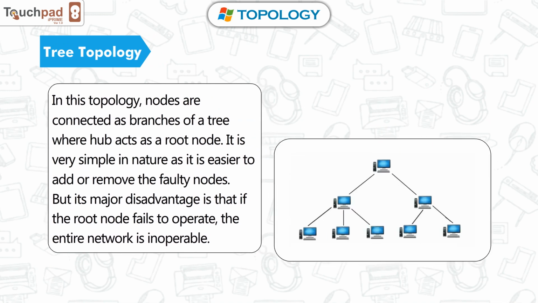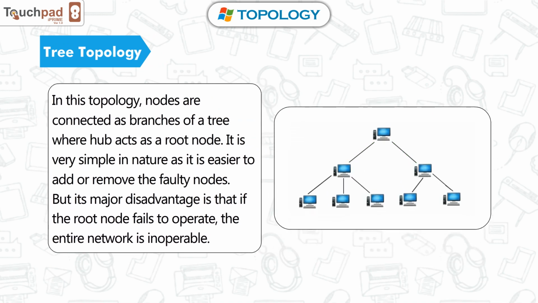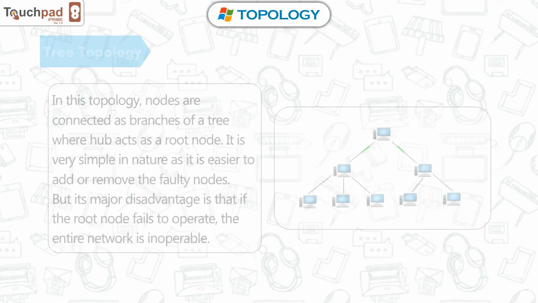Tree topology. In this topology, nodes are connected as branches of a tree where the hub acts as a root node. It is very simple in nature as it is easier to add or remove the faulty nodes. But its major disadvantage is that if the root node fails to operate, the entire network is inoperable.